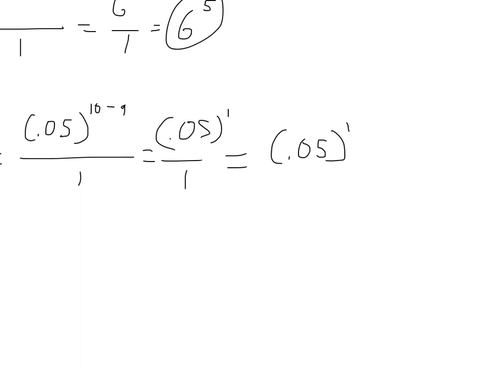In this case, I can simplify it even a little more because I don't need an exponent of 1. If I said write the number 5, you wouldn't write 5 to the first. You would just write 5. So we're doing the same thing here. Just get rid of the exponent of 1, write your final answer as 0.05, and you'd be done.